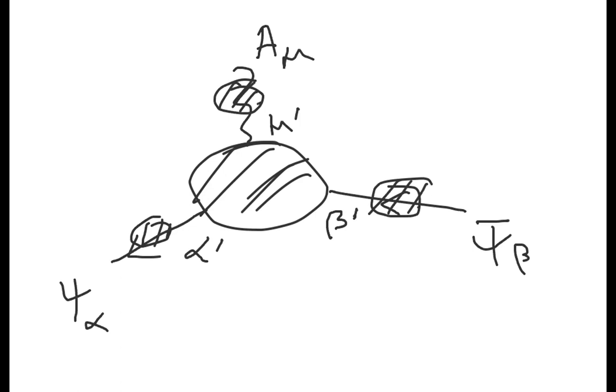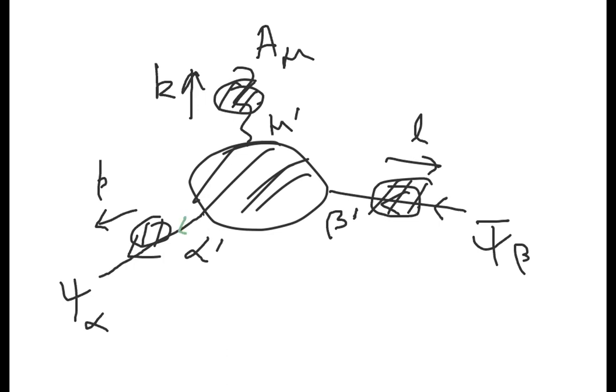Let me draw also the momentum. So the momentum K is going here, then I'm calling P going towards psi and L going towards psi bar. Let's draw the arrows. The arrows have gotten hidden. The arrows are here in this way. Sorry, not this way. Mistake.